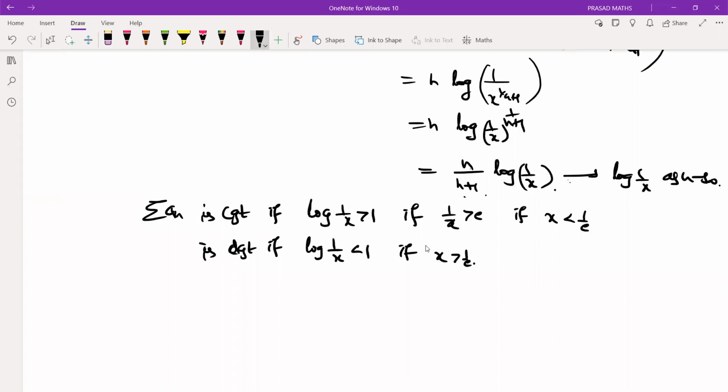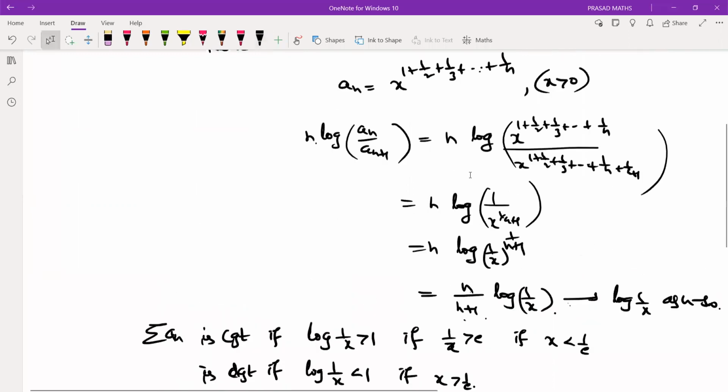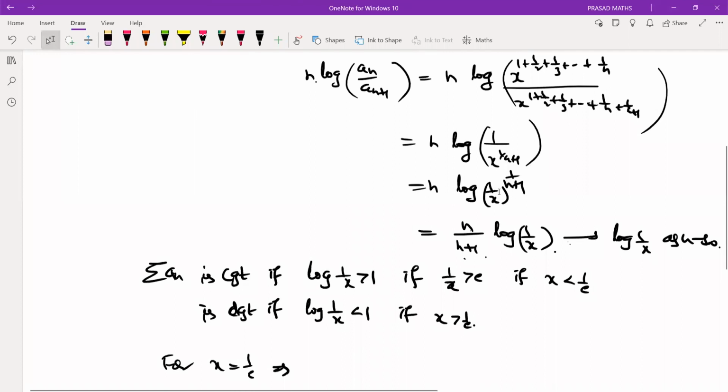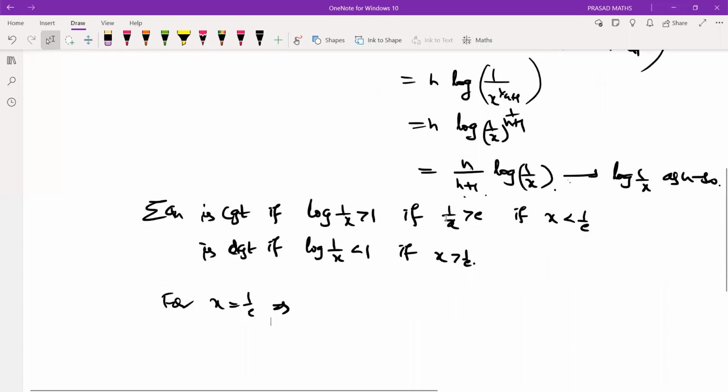So for that, what you do basically, for x equals 1 by e, you need to use the definition. What is the ratio a n by a n plus 1 exactly? That is exactly 1 by e whole power 1 by n plus 1. Yes or no? So your a n by a n plus 1, what is this exactly? Whenever x equals 1 by e, this is exactly e power this one. This is your a n by a n plus 1.